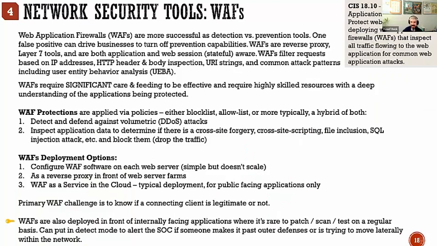A WAF, like I said, is a version of a proxy. So it is a reverse proxy. It's again acting at layer 7, and it's application and stateful connection aware. And they can filter requests on a lot of different things. They can filter based on IP, on the HTTP headers or body inspection of the packets. It can filter on URI strings. It can filter on different common attack patterns, which also includes user entity behavior analysis.